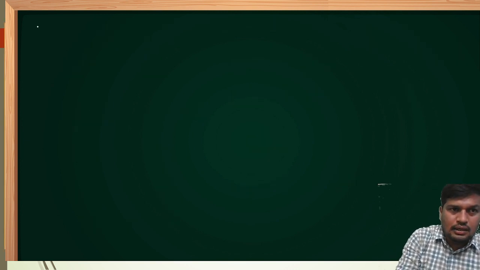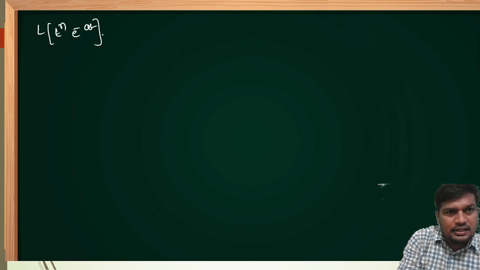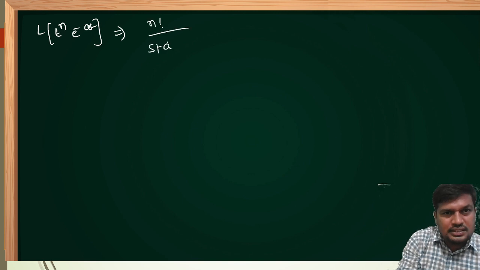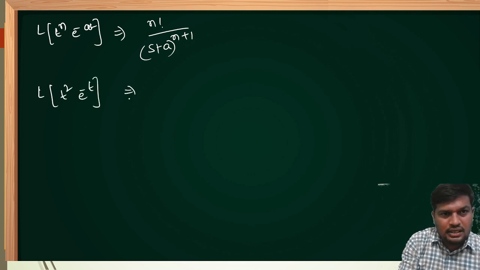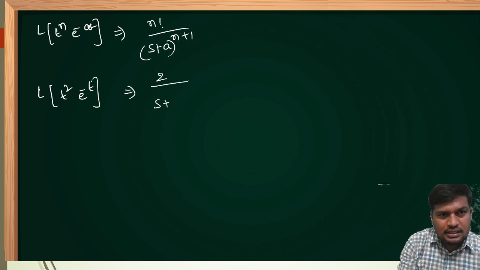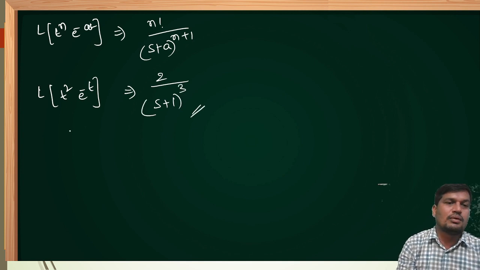Next, Laplace of t power n e power minus at. The formula is n factorial upon (s plus a) whole power n plus 1. Let us assume Laplace of t square e power minus t, where n value is 2: 2 factorial upon s plus a. By comparison of these two, a value will be 1, so s plus 1, and n plus 1 is 2 plus 1, 3. So it is 2 upon (s plus 1) whole cube.